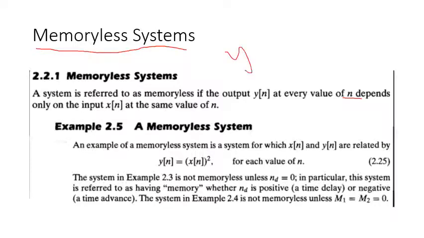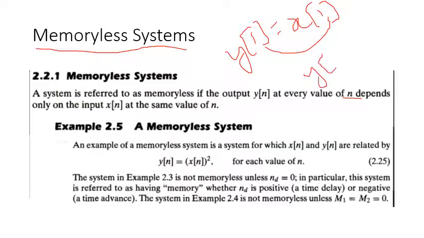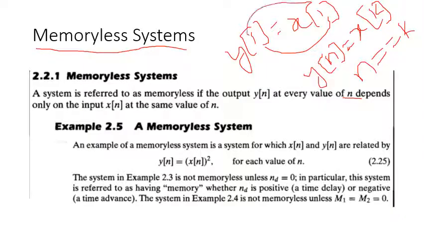So it means that y of 1 is equal to x of 1. So here these two are the same. Okay, if I generalize it, y of n is equal to x of k. So a system will be memoryless if n is equal to k. If both these are equal, the system is memoryless. It means that the output depends on the current sample only, not on the future, not on the past.